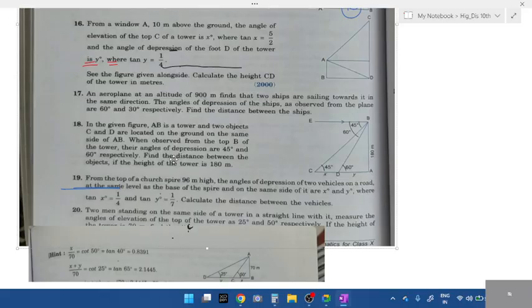Be quick. Once you have done, let me know, students. Copy the question. 18th one.